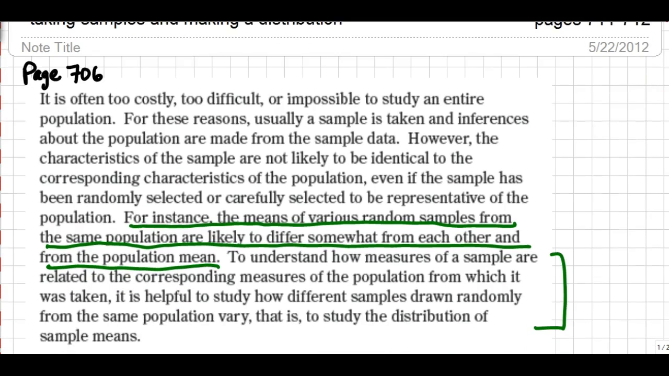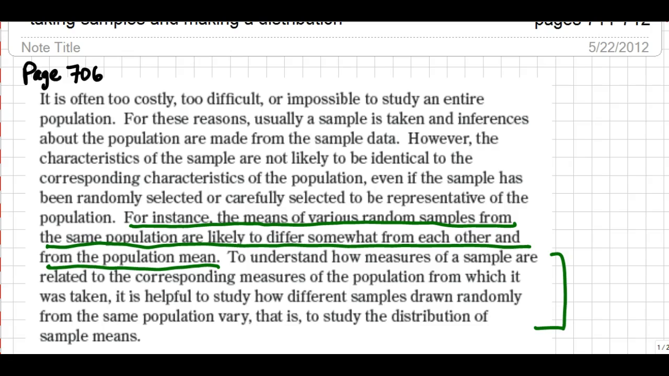So we're going to start with page 706. It's often too costly, too difficult, or simply impossible to study an entire population. For these reasons, usually a sample is taken and inferences are made about the population from the sample data. However, characteristics of the sample are not likely to be identical to the characteristics of the population, even if that sample has been randomly selected or even carefully selected to be representative of that population. For instance, the means of various random samples from the same population are likely to differ somewhat from each other and from the population mean.